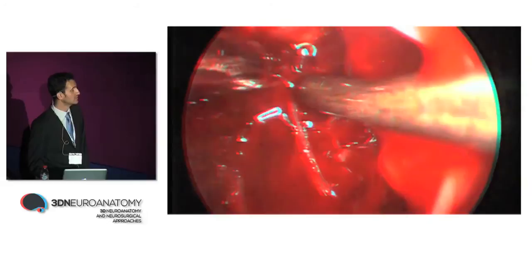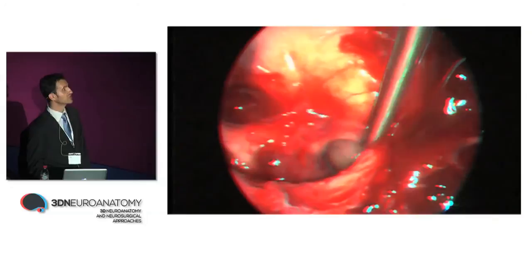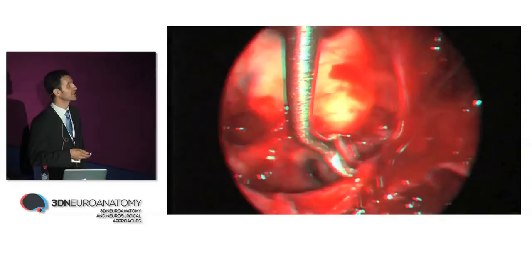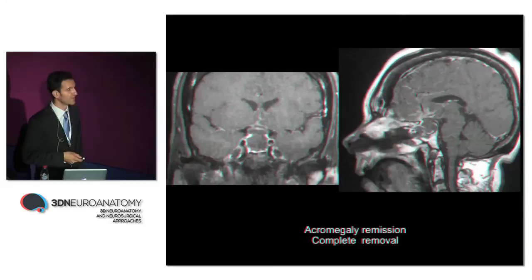And trying to remove the suprasellar part, we can identify some important landmarks: the optic chiasma, and the floor of the third ventricle with a 45 degrees optic. And in this case, the patient with acromegaly, we achieved an acromegaly remission and a complete removal of the tumor.